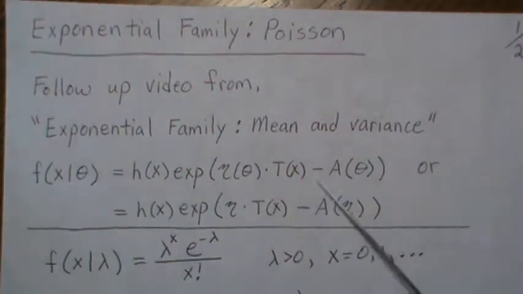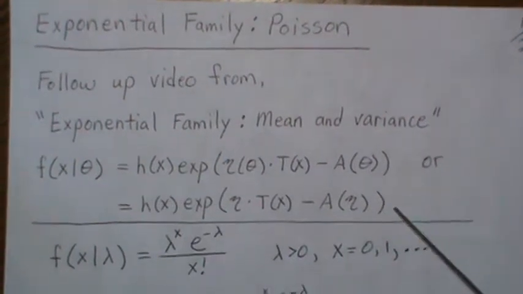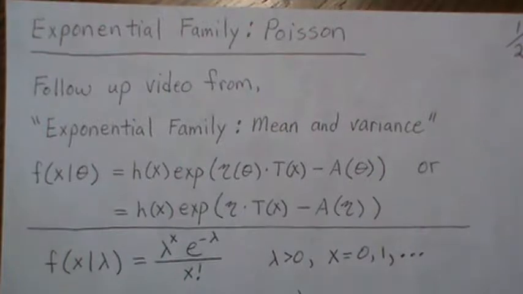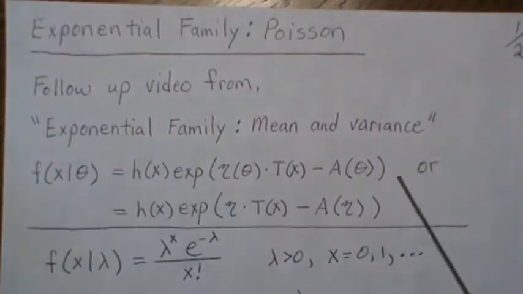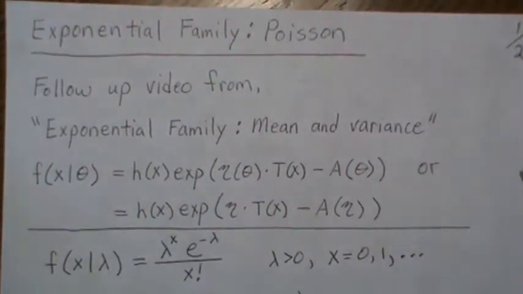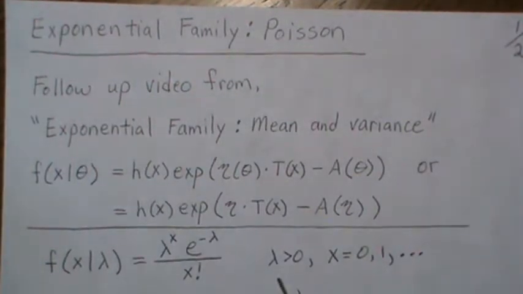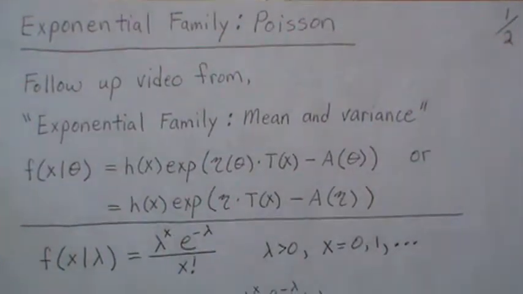We showed that these two forms are exponential families. So if you can trick or manipulate the distribution into one of these forms, then it is considered an exponential family. I'd recommend going back and watching that video. For this one, we're going to look at the Poisson distribution, and it's of this form where the parameter is positive and x takes on 0, 1, 2, etc.